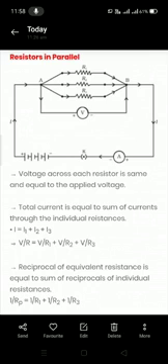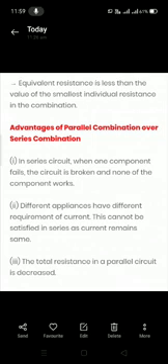Substituting the values, I'll take V common on both the sides. The equivalent or total resistance formula will be 1 by Rp equals 1 by R1 plus 1 by R2 plus 1 by R3. That is, the reciprocal of equivalent resistance in a parallel combination is equal to the sum of reciprocals of individual resistances. And we will observe that equivalent resistance is less than the value of the smallest individual resistance in a parallel combination. Advantages of parallel combination over series combination.